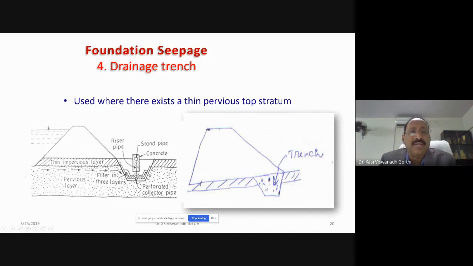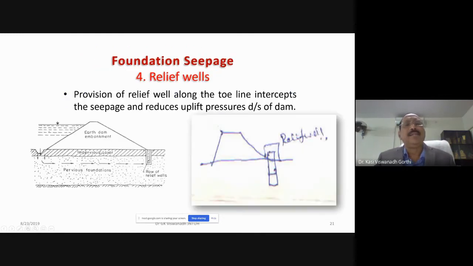Because you are providing a trench here, the water which is seeping through the foundation gets collected here, and you may have a perforated collector pipe. Because the pipe is provided with perforation, all the seepage water which is flowing through the foundation of the dam joins into this trench. Also, it joins into the pipe because it is all perforated pipe. So, through this collector pipe, in the transverse direction, the water will be collected and drained off, ensuring the safety for the embankment section.